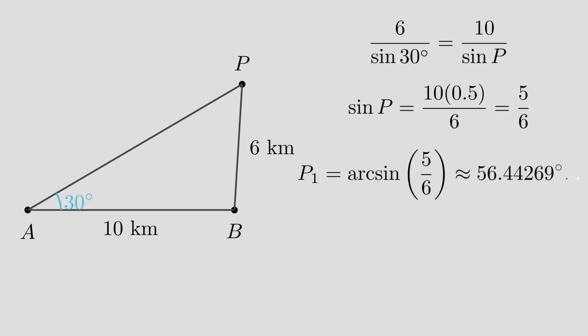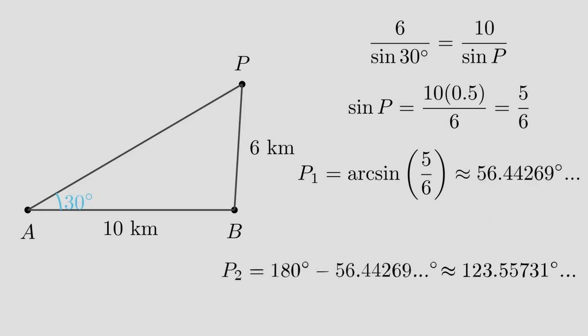To find angle P, we take the inverse sine of 5 over 6, which we call arcsine. Don't forget, sine inverse can be represented as arcsine or sine to the power of -1. This gives us approximately 56.44 degrees. Let's call this P1. Now remember, the ambiguous case: if sine P is 5 over 6, then there's another possible angle for P. The second possible angle P2 is 180 minus P1.